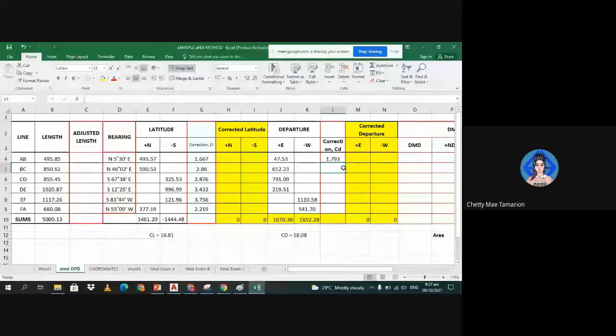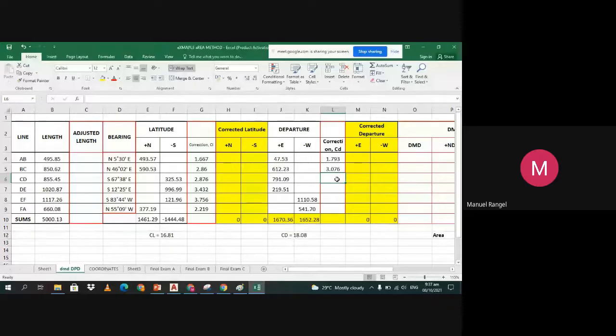Line BC, sir, where do we get that? CD times the ratio of the line, then divided by the total. 18.08 times 850.62 divided by 5,000.13. So 3.076. 2.21%.